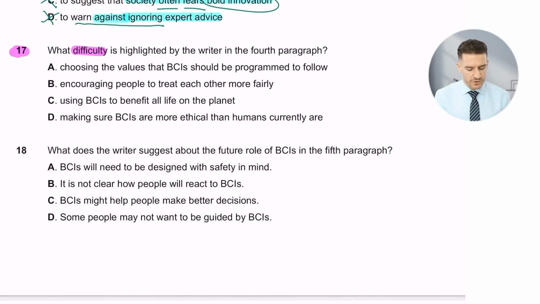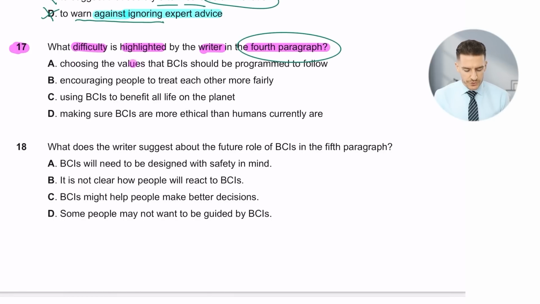So, what difficulty is highlighted by the writer in the fourth paragraph? Okay, fantastic. Again, we know exactly where to look. So let's quickly have a look at the options. Choosing the values that BCIs should follow. Encouraging people to treat each other fairly. Using BCIs to benefit all life. Making sure BCIs are more ethical than humans.